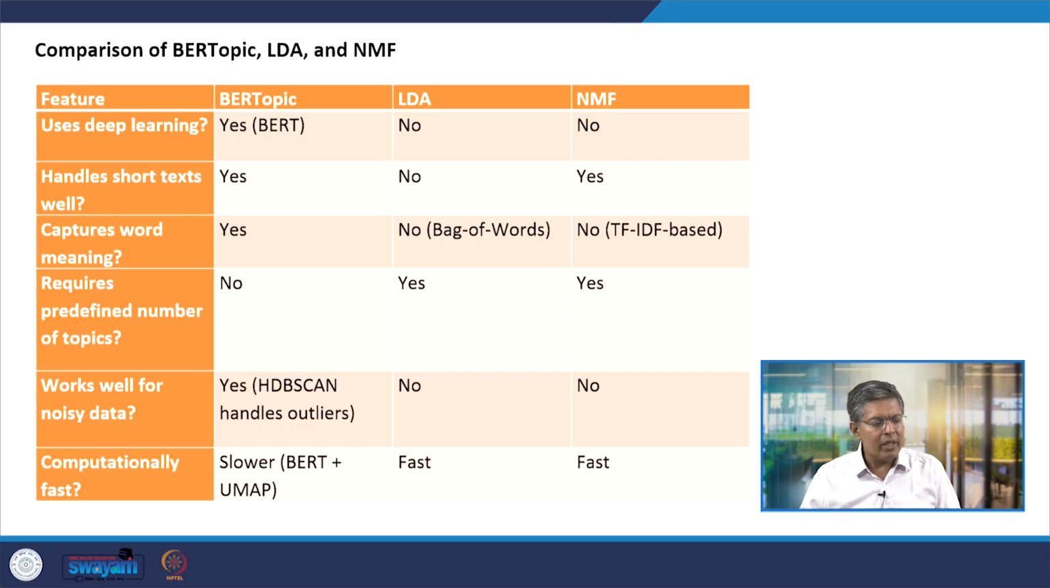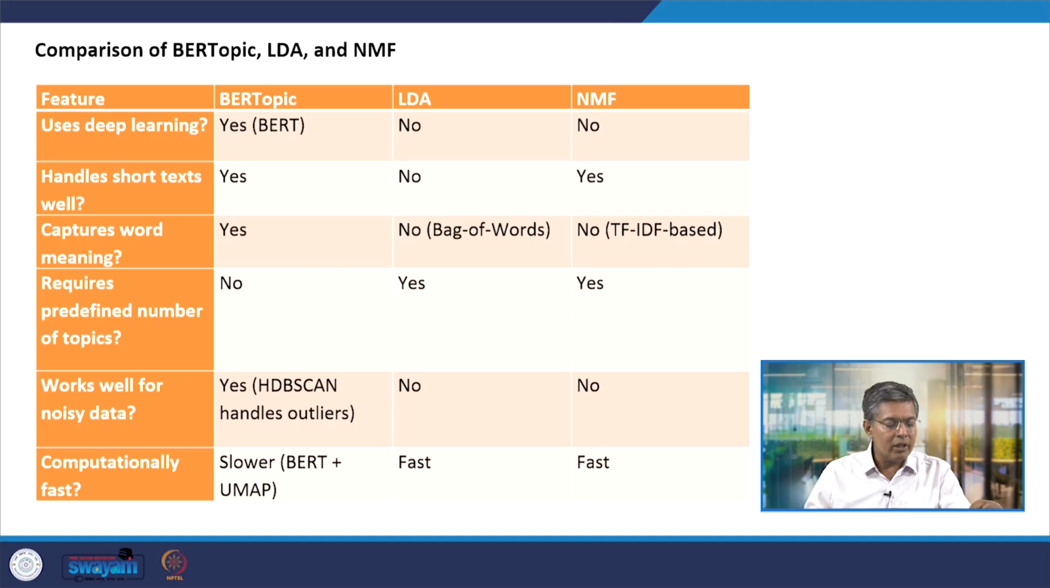Okay. So, this is a comparison of BERTopic, LDA and NMF. Does it use deep learning? BERTopic yes, but LDA and NMF no. Handles short text well: BERTopic yes, NMF yes, but LDA no. Captures word meaning: BERTopic yes, but LDA and NMF no, because LDA uses bag of words and NMF uses TF-IDF. Requires a predefined number of topics: BERTopic no, because it does not require it, and LDA yes, even NMF requires it.